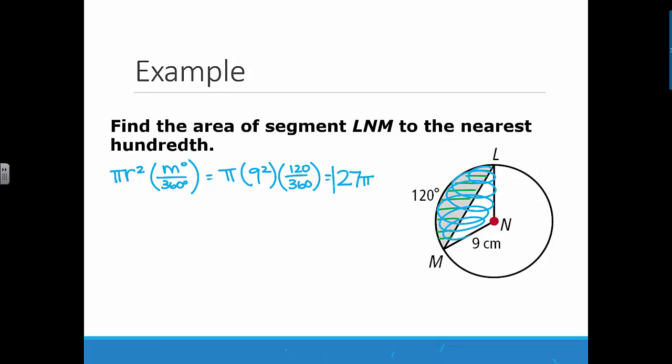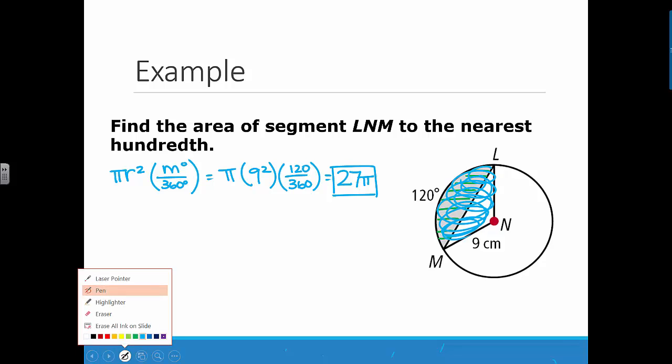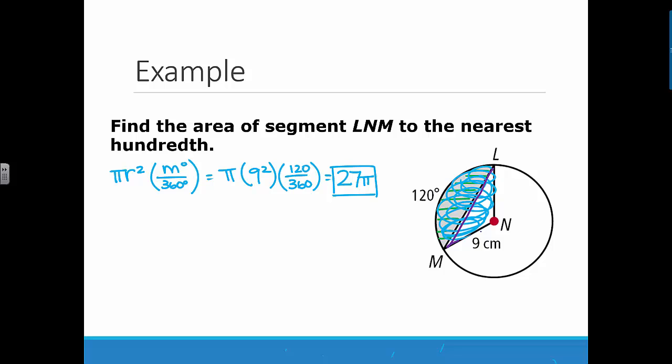So this is the area of just this slice right here, everything in blue. Now we have to find the area of our triangle so that we can subtract them. So when we look at our triangle here, we don't know what we need to know.